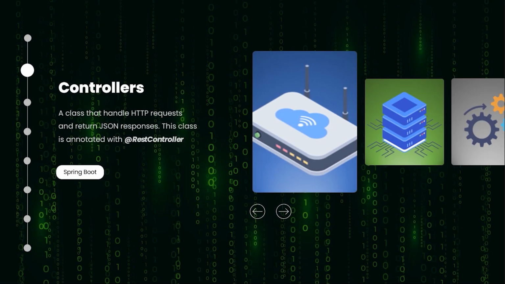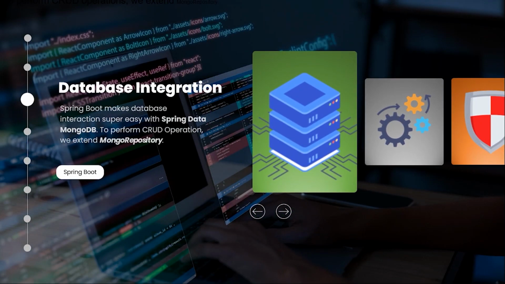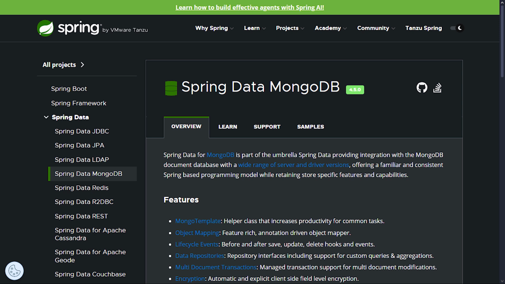Now that we understand controllers, let's look at how we can connect our Spring Boot app with the MongoDB database. Spring Boot makes it really easy to work with MongoDB using Spring Data MongoDB. You just define your data model, annotate it, and Spring handles the rest.